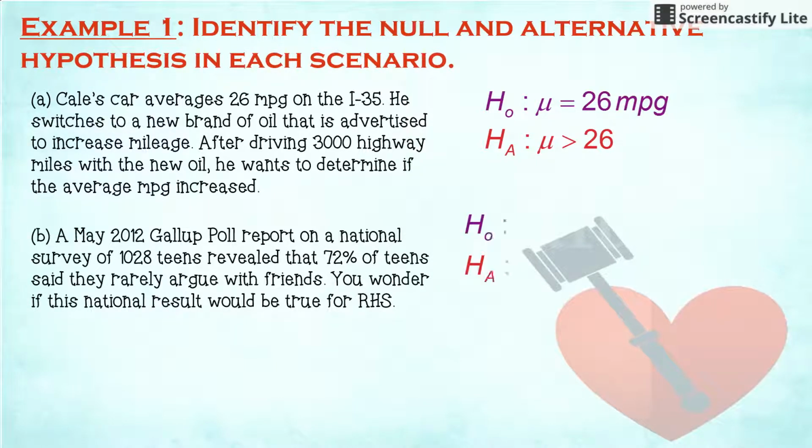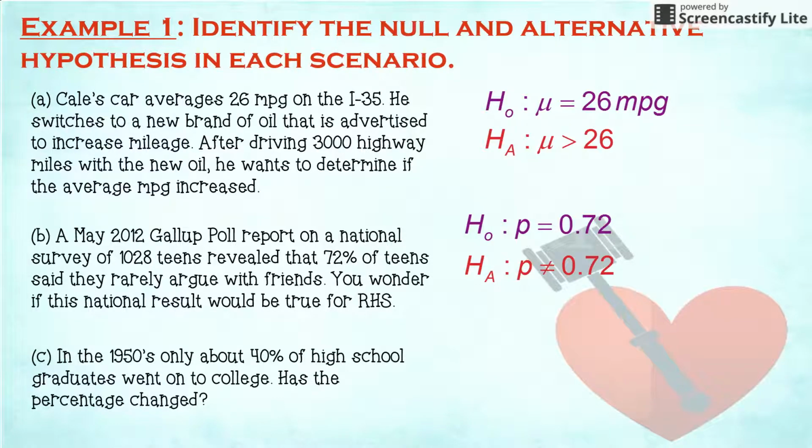Take a look at number 2. So hopefully for the null, dull, you said the proportion is 0.72. It's not different. It's not suspicious. And then just not equal to, because you just want to know, would it be true for a local high school? Doesn't really say higher or lower, so we just say not equal to.